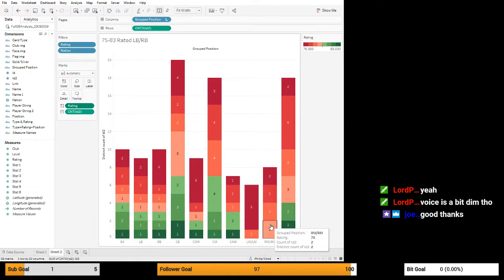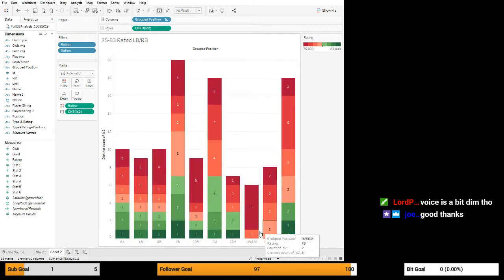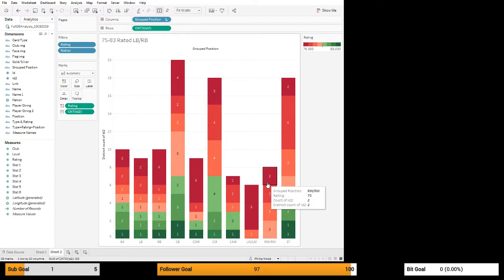So these two, probably worth a look. Who are these two then, do you reckon? We've got one rare, one non-rare. Townsend and Antonio. What you start to see is a little bit of a picture of like, okay, so the wingers are pretty light.